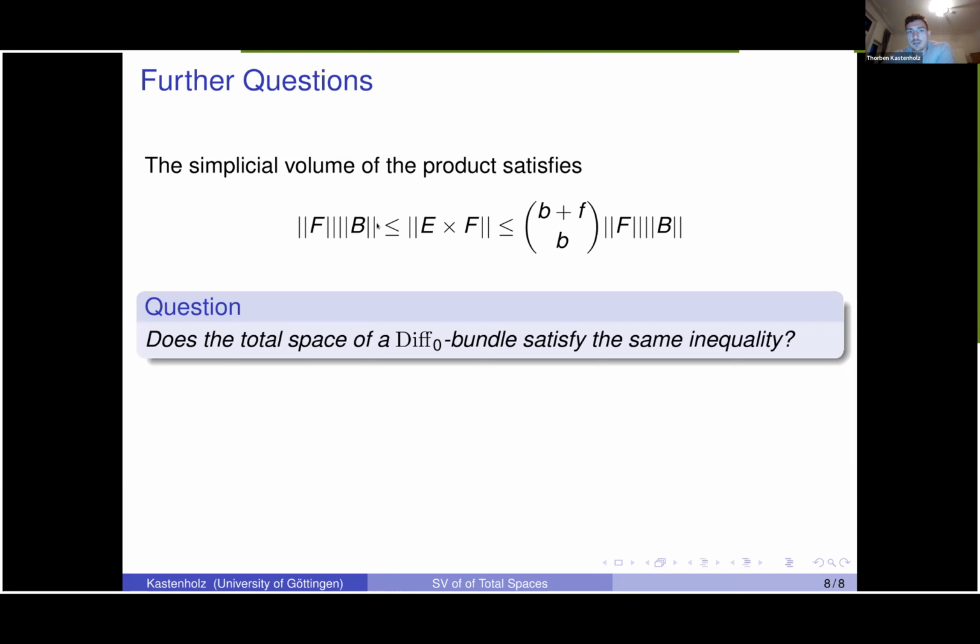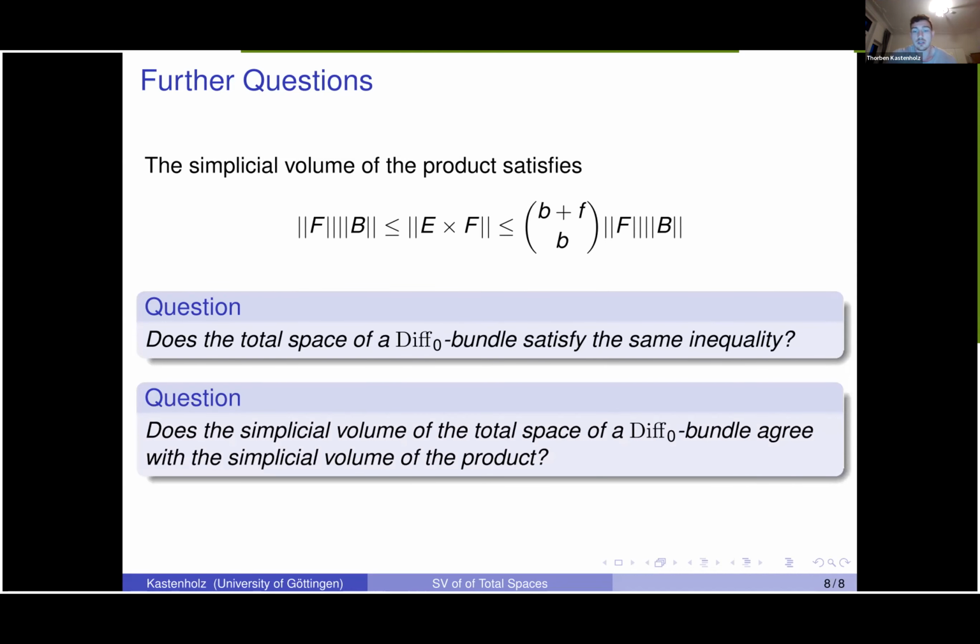So I got this lower inequality with this restriction where someone needed that the fiber has non-zero Euler characteristic. And on this right-hand side, I had this constant, which is a bit artificial. So I would guess that one can somehow get rid of this constant by just being more efficient in the construction of this map. And finally, one could ask the following question, namely, if the simplicial volume of such a bundle will always agree with the simplicial volume of the product.